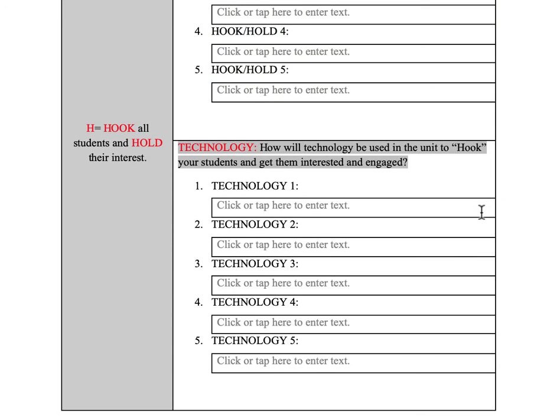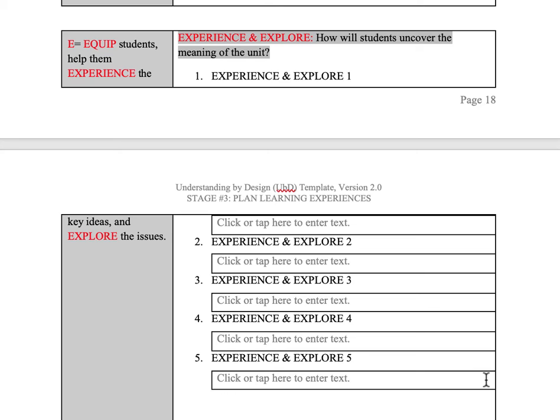And then below that, you will also want to identify what technology you will use to hook the students' interest. So make sure that you identify those in the technology section of the H. The next of the 7 core principles in the WHERETO acronym is the first E. The first E is about how you are going to equip the students and help them experience the key ideas and explore the issues. So this is really speaking to equipping the students with the necessary experiences and also the resources to meet the goals that you identified in stage number 1.